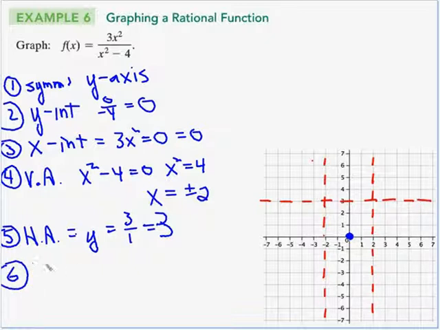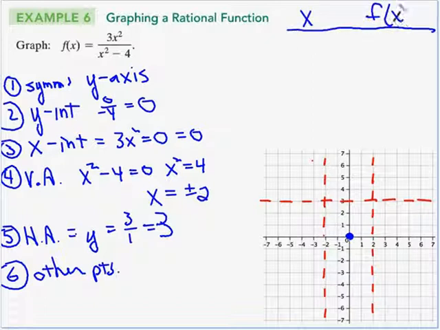Step 6 is some other points, between the asymptotes and the x-intercepts. I like to work my way along the x-axis until I hit an intercept or an asymptote. So if I'm working my way to the right, negative 2 is an asymptote, so I want to check a number to the left of that. Let's try negative 3. I'll plug a negative 3 in for x, square it and get 9, times 3. That numerator is 27.